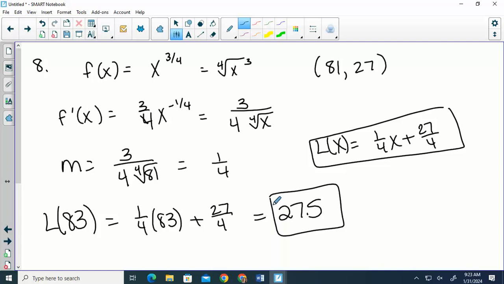Is that okay? For the ordered pair, how do you get 27? If you put 81 in for your x. So that was the 4th root of 81 to the 3rd. 4th root of 81 is 3, to the 3rd. Other questions there?